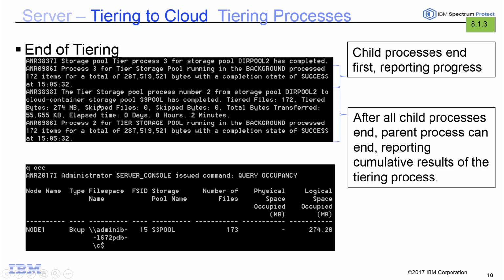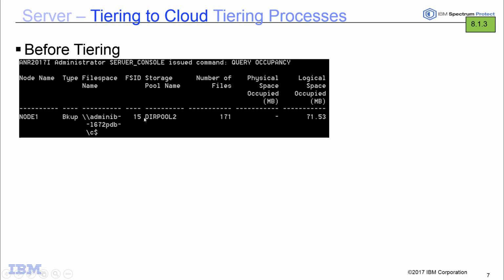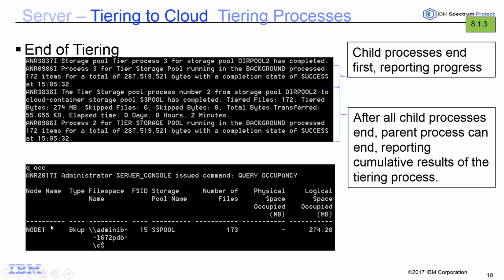When tiering ends, you will first of all see that annotated in your activity log, and we'll see here this ANR 383I, the tier storage pool process from the cloud container storage pool has completed, and it'll give you the statistics. Then down below, if we did the query occupancy again, you can now see that the data now resides out on the S3 pool. If you remember, before tiering the data resided out on the directory container dir pool 2. After the end of tiering, we're now out on the S3 cloud pool instead of the original directory container pool that the other query occupancy showed.